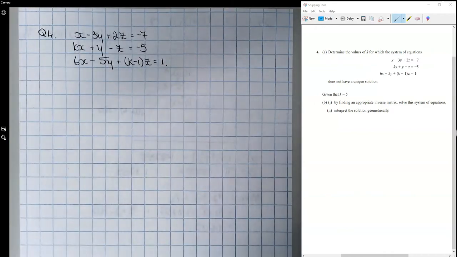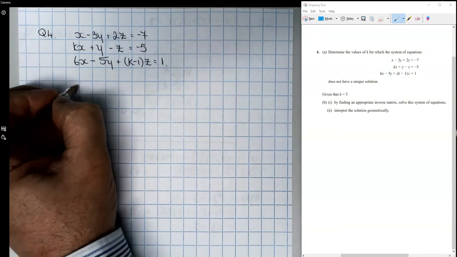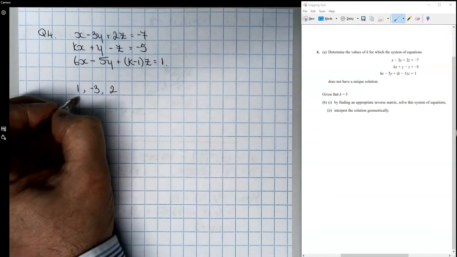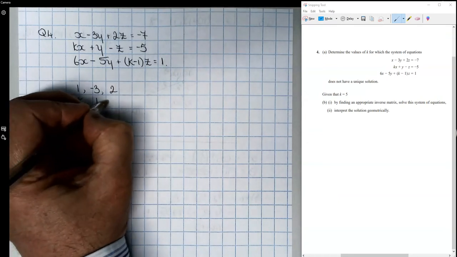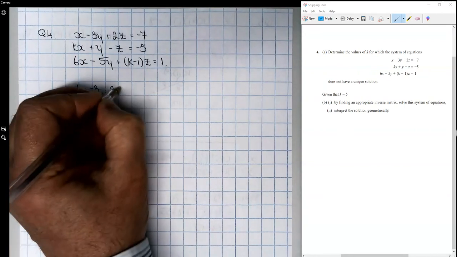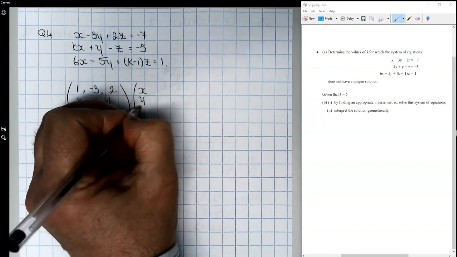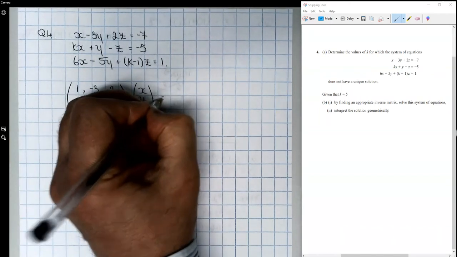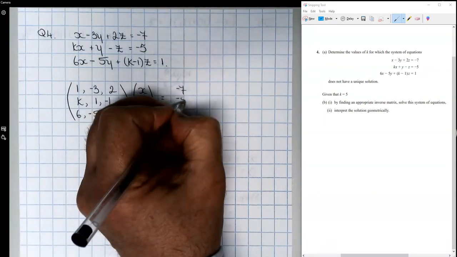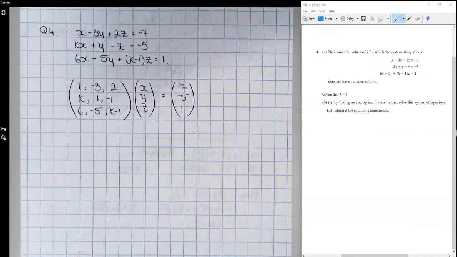Okay, this system of three equations is equivalent to having the matrix [1, -3, 2; K, 1, -1; 6, -5, 4] times (x, y, z) equals (-7, -5, 1). An alternative way of writing the same thing.